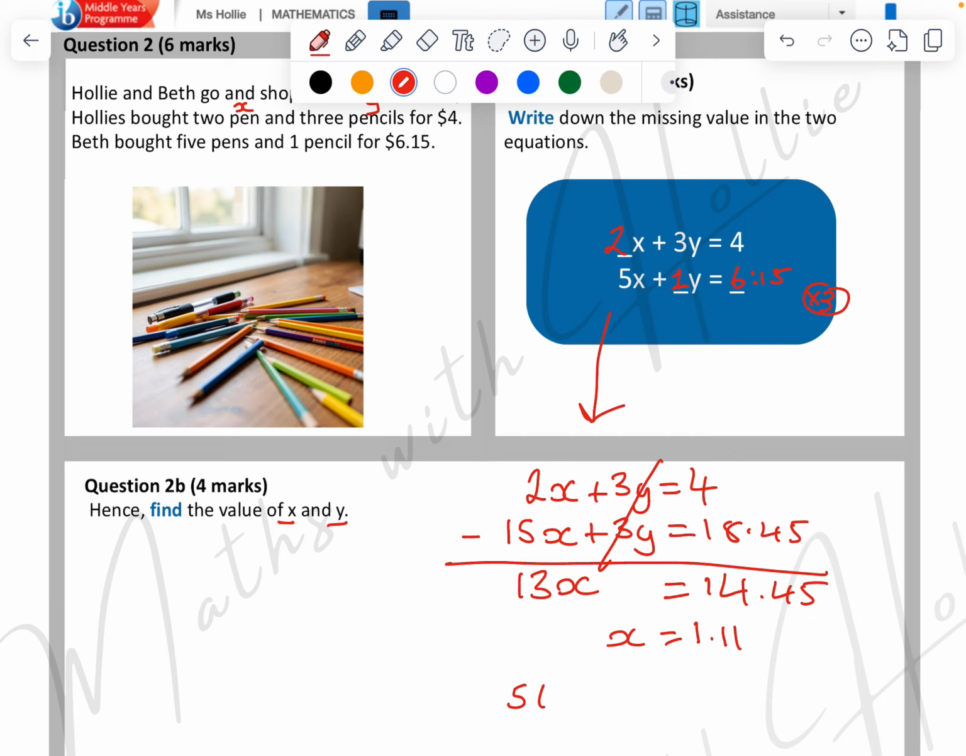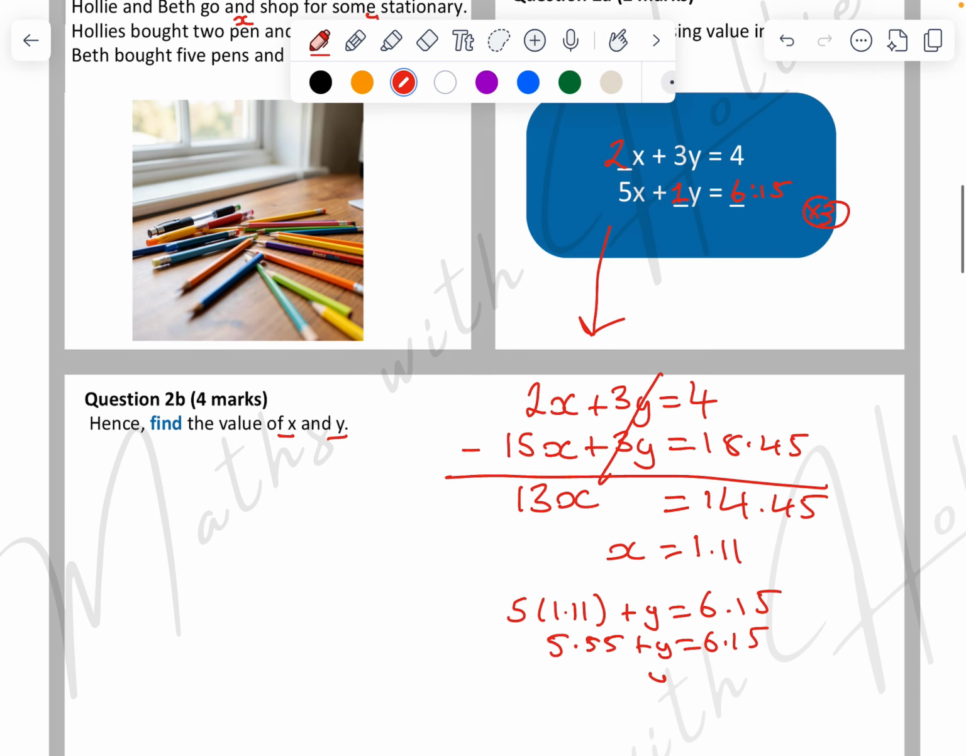So then to work out what y is, you can substitute it back into any of these. I'm just going to pick 5 times 1.11 plus y is 6.15. If we times that by 5, we get 5.55. If we subtract that from 6.15, we get 0.6, and that was for the pencils.